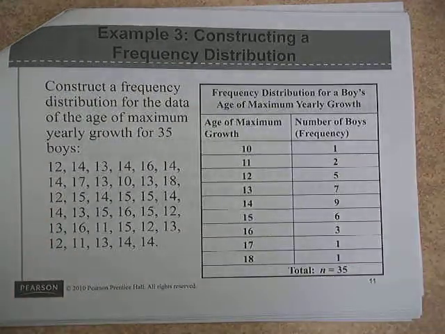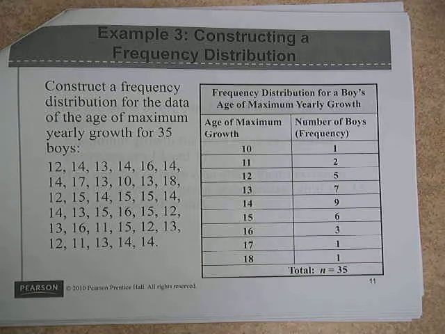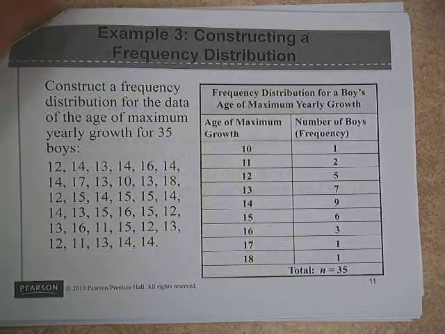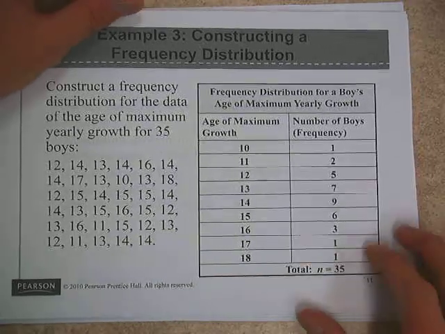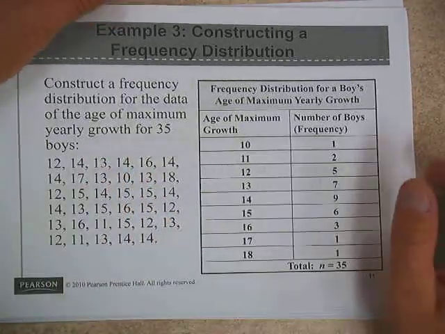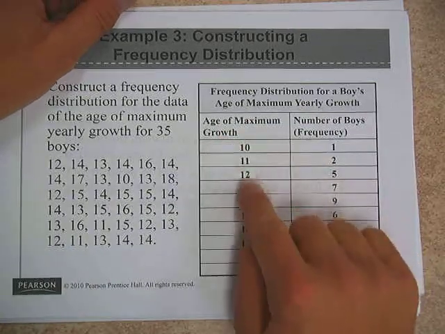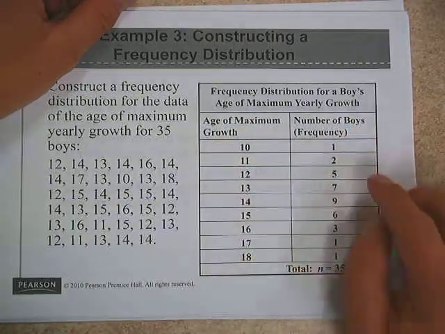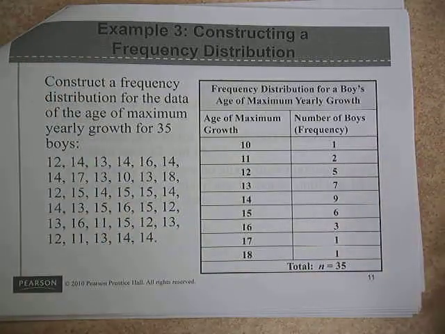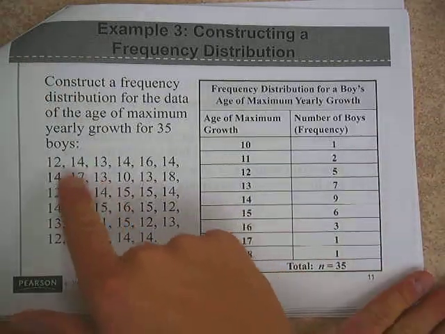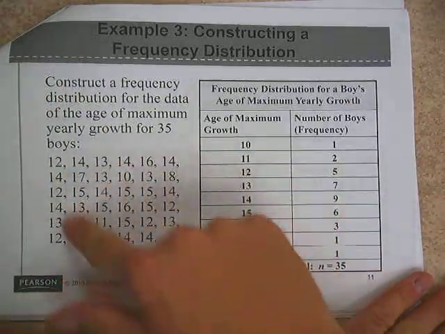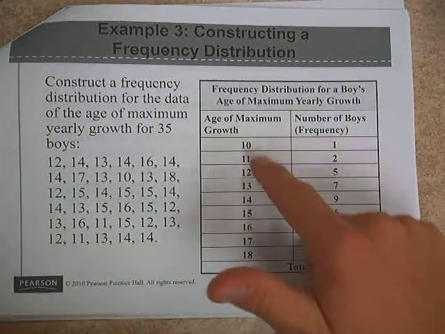Okay, what we're going to look at next is, when we do collect this data, how to display the data. We're going to look at a few different things here. The first one is what we call a frequency diagram, or frequency distribution, for the data. This particular data comes from the maximum yearly growth for 35 boys. The age of maximum growth is on the left-hand side. The frequency of boys is the number of boys who were in each of these groups.